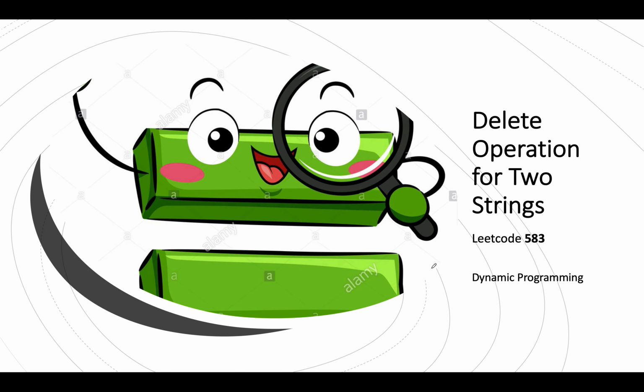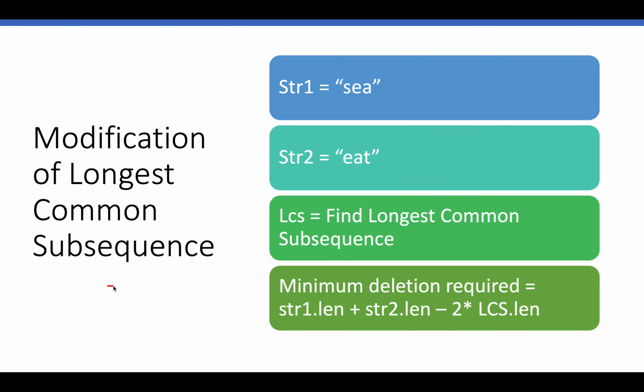Let me just take a pen here. Delete Operations for Two Strings, LeetCode 583, is a very famous dynamic programming problem often asked in interviews. So listen to this solution and the approach very carefully. The problem is a modification of longest common subsequence, and let's understand why I am saying this.